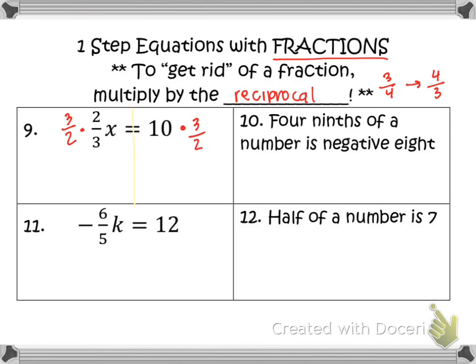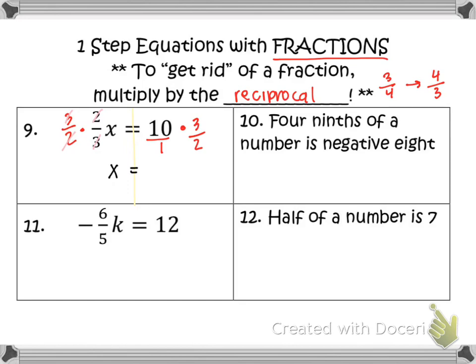It also helps me if I put a 1 under the 10. Whenever I see a whole number, it helps me if I put a 1 under it so that I see two fractions. So on the left side, this is what happens. The fraction cancels out because the 3's cancel out, and then also the 2's, which means on the left side I only have the x left.